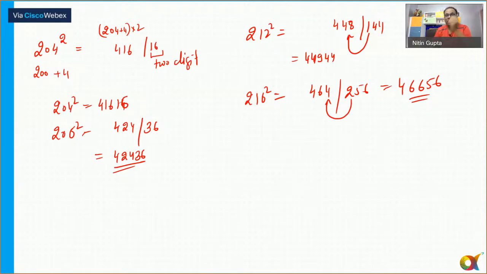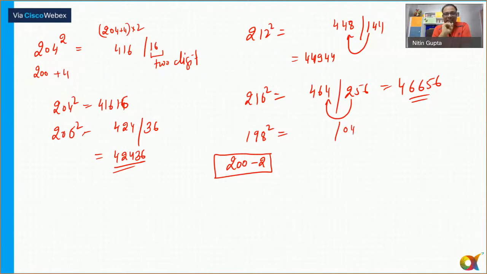Now, let's say I take a number slightly lesser than 200, say 198 square. So this is 200 minus 2. There is a deficit of 2. If there is a deficit of 2, minus 2 square is 04. And then the same thing, 198 minus 2.